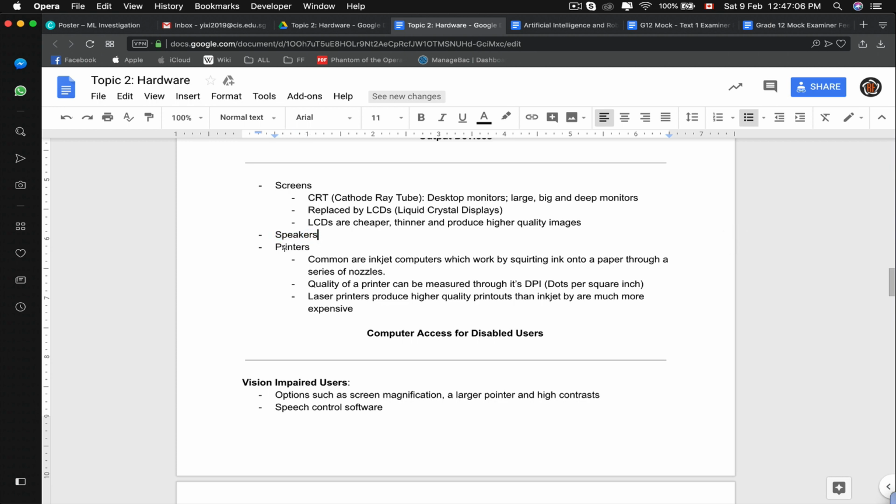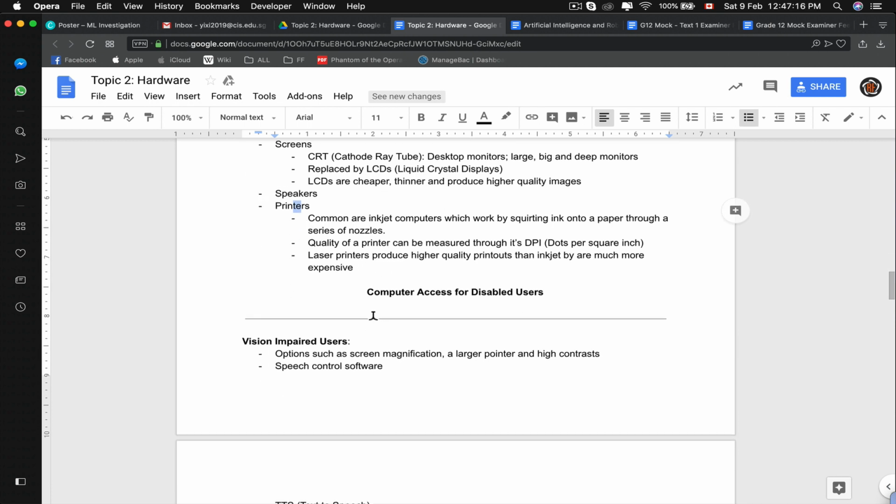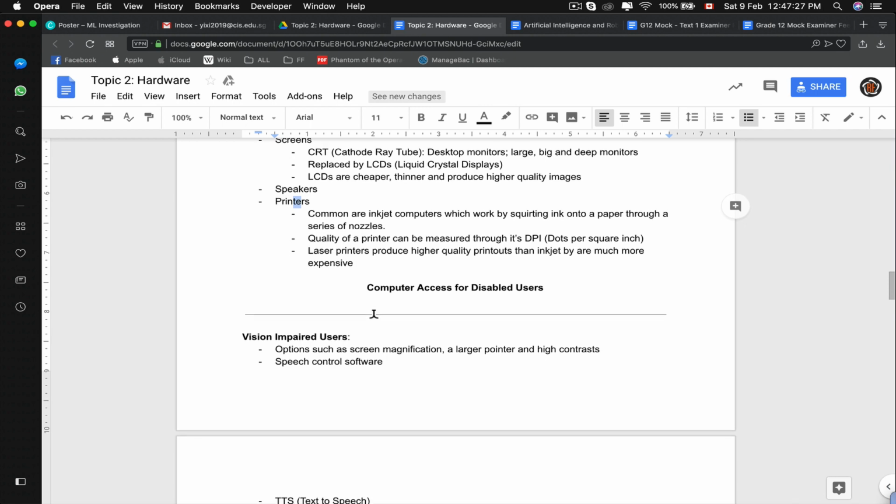Then speakers are output, printers are output. They are inkjet or laser printers. Yeah, those are two types of printers, and they print based on DPI, dots per inch. The more dots per inch, essentially, the higher the quality the printout would be.